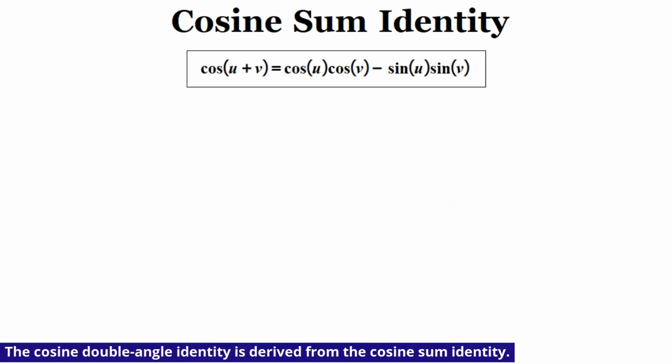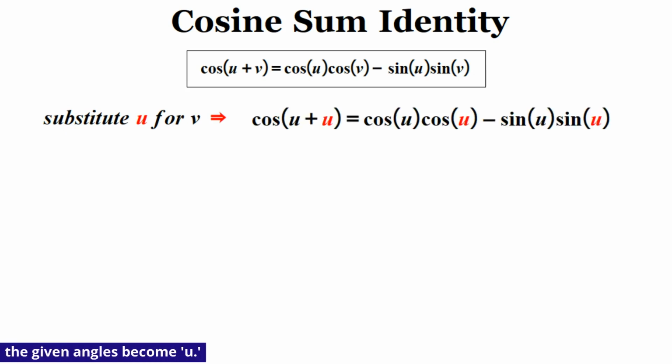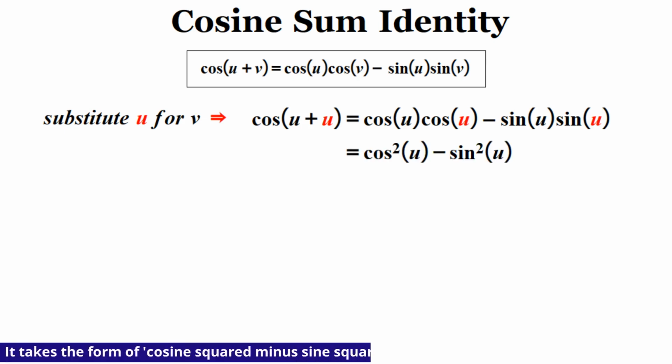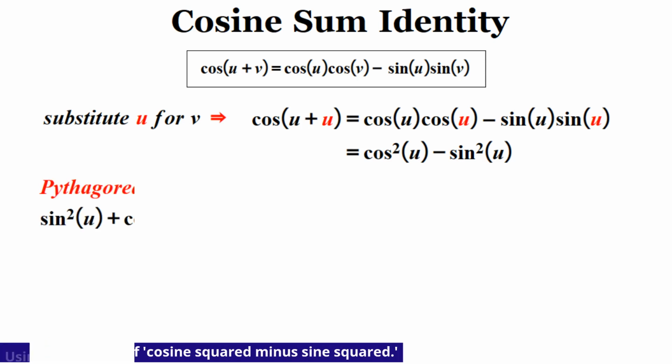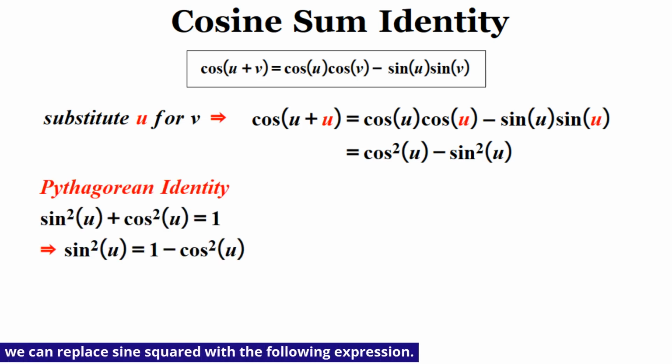The cosine double angle identity is derived from the cosine sum identity. Similarly, if we substitute u for v, the given angles become u. It takes the form of cosine squared minus sine squared. Using the Pythagorean identity, we can replace sine squared with the following expression.